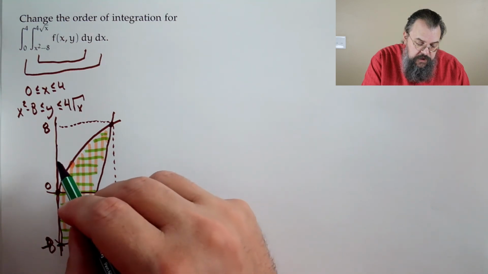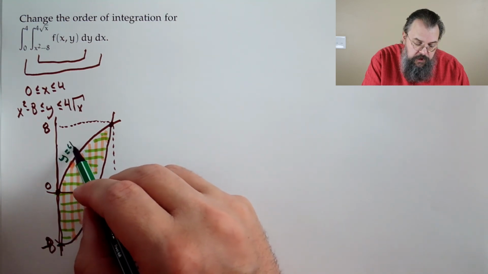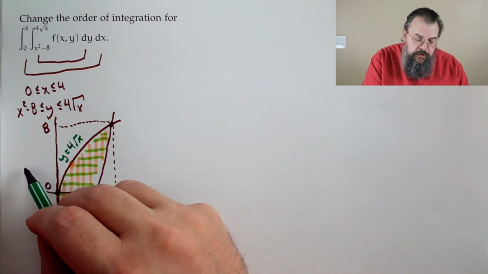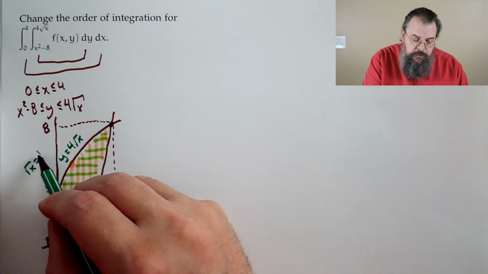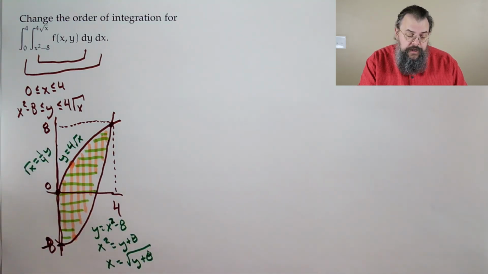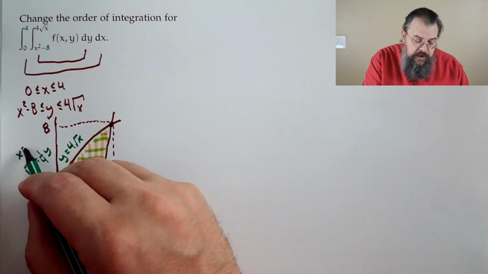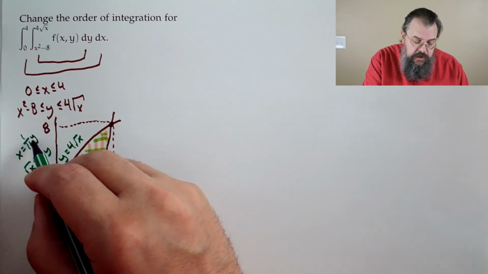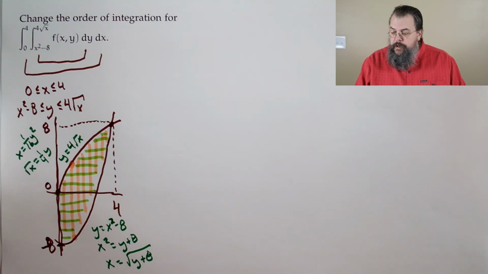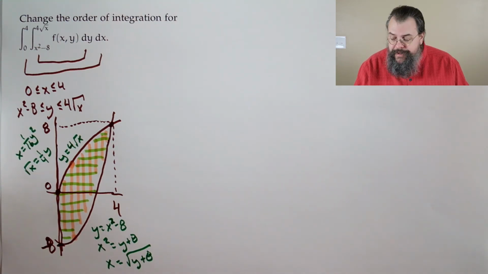This curve is currently y equals 4 root x. Well, you can also imagine, hey, that's the same as square root of x equals 1/4 times y. And if you square, you say, oh, that's x equals 1/16 y squared. So that's that curve, x as a function of y. All right, well, we're now ready to write down our answer.